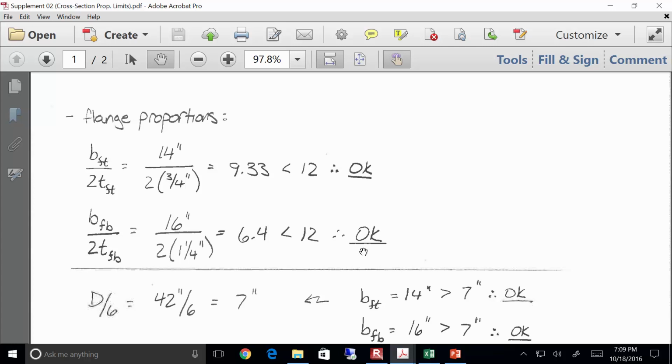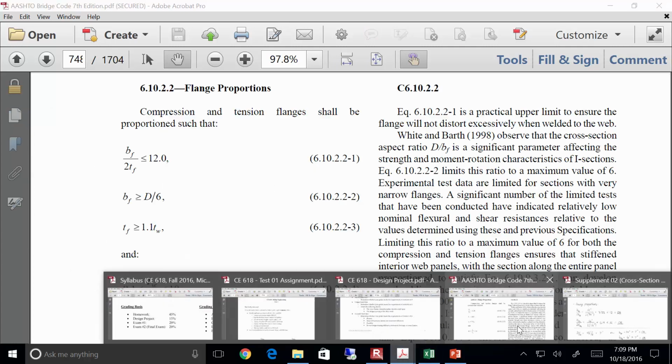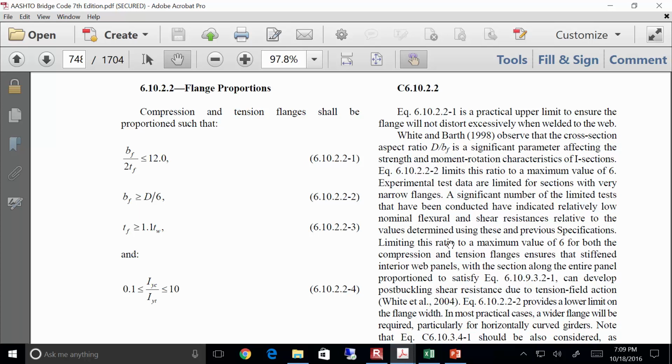All right. Next one states that the flange width, regardless of whatever flange you're talking about, has to be greater than or equal to D over 6. And there's a fairly involved reason, I would say, as to why that limit matters. It basically has to do with moment rotation capacity. In other words, the relationship of how much moment you apply versus how much the girder deforms. Okay?